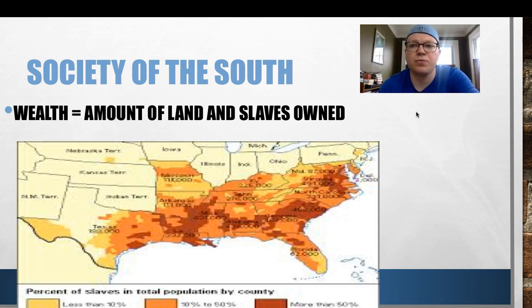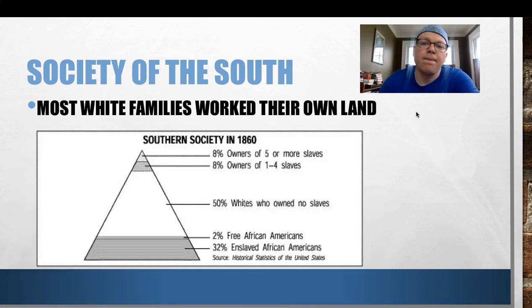So wealth in the South was: you owned a bunch of land, you owned a bunch of slaves. Looking at this again, most white families worked their own land. Working their own land was about 60% of the population or more. And those numbers could be owning anywhere from 5 to 10 acres of land to thousands of acres of land. But there was a pride of ownership. There was a pride of working the land. Almost 100% were growing cash crops to make a living and to then use that to eke out an economic living.